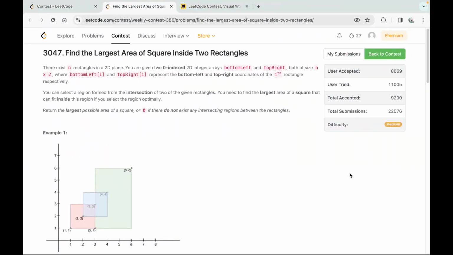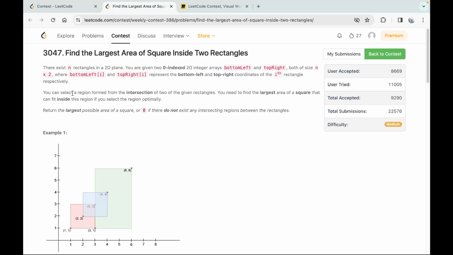Hi, let's solve the second question from today's weekly contest, that is find the largest area of square inside two rectangles. So there are n rectangles in a 2D plane and you're given 0 indexed 2D integer arrays bottom left and top right of size n each. And bottom left and top right is what?